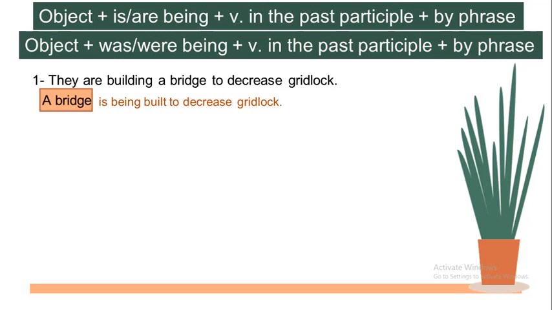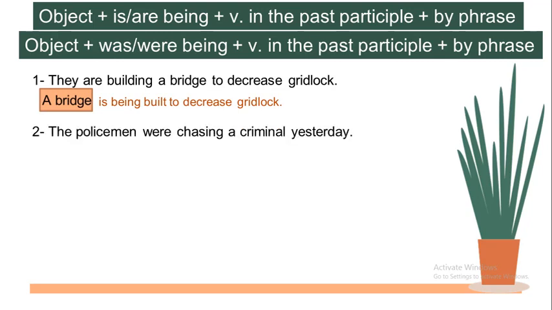Let's move to the second sentence. The policemen were chasing a criminal yesterday. The policemen were chasing. Were chasing is in the past progressive. And what were they chasing? A criminal. So the receiver of the action is a criminal. We'll have to start with it. And as our verb were chasing is in the past progressive, we'll have to use the second rule.